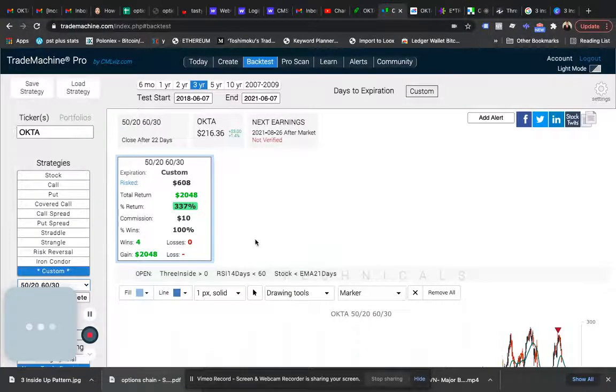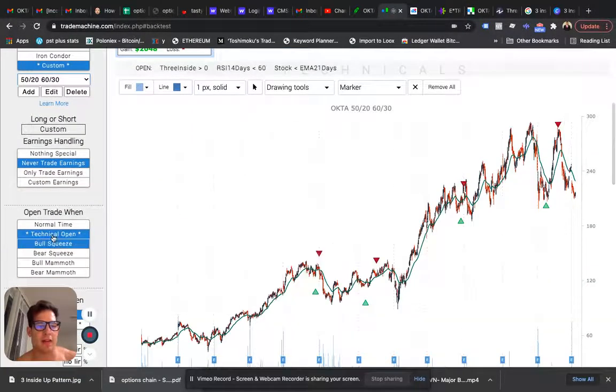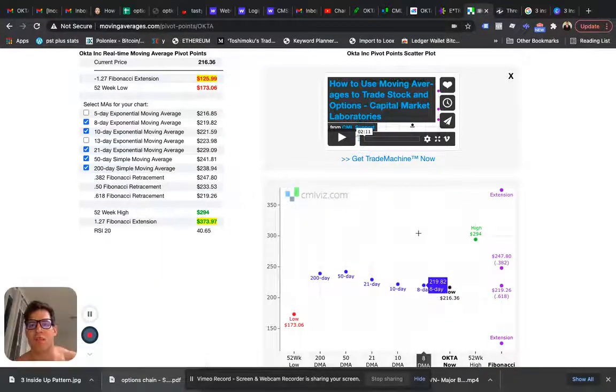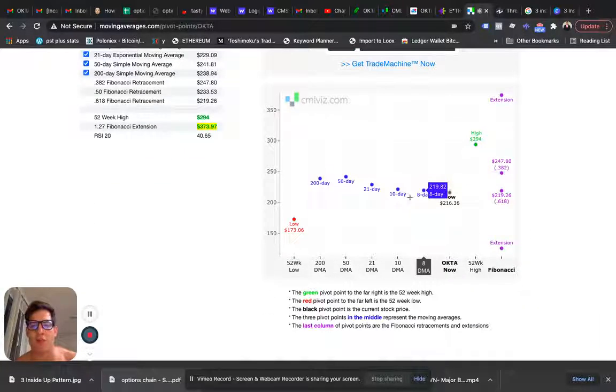All right, here's the back test. Let's look at the technicals. We have the 3 inside up pattern, which is programmed into the software. The RSI, the relative strength index, is under 60, and the stock is below the 21-day exponential moving average. Let me double check that. I have movingaverages.com up, looking at OKTA. The 21-day exponential moving average is at 229, the stock price is at 216, and the RSI is at 40.